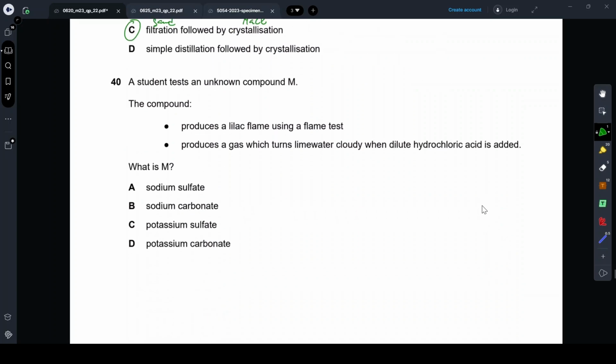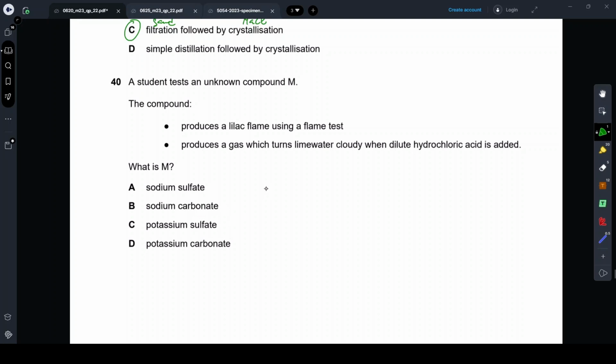And finally, a student tests an unknown compound M. The compound produces a lilac flame in a flame test and produces a gas which turns lime water cloudy when dilute hydrochloric acid is added. What is M? B or A? B or A?